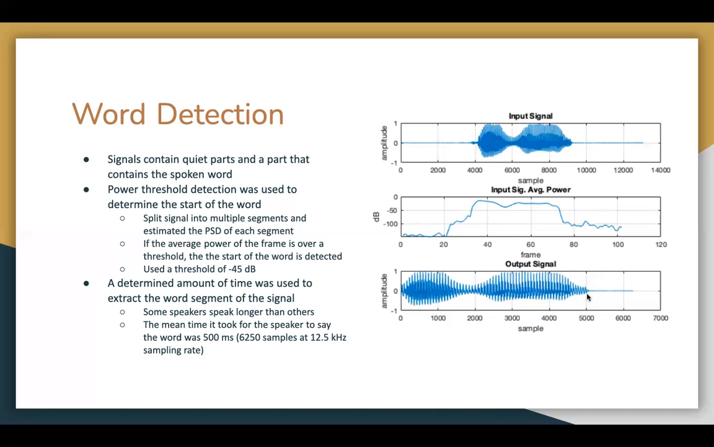As you can see, in this example, the speaker spoke faster, so there was a little bit of the silent part captured with the word as well. However, other speakers take longer to speak, so there would not be a quiet part. And on average, we found that a length of 500 milliseconds was about the average time it took for the speakers to say the word.